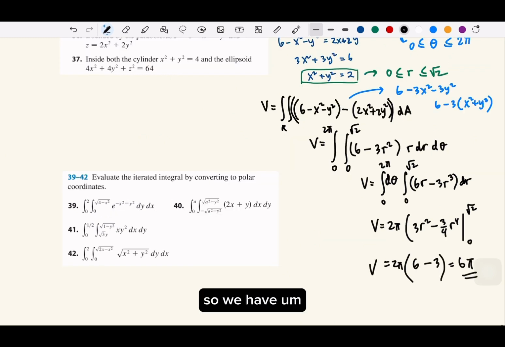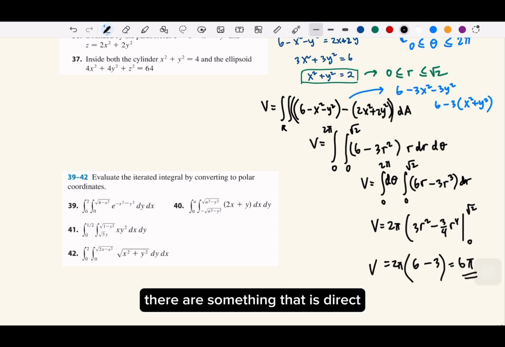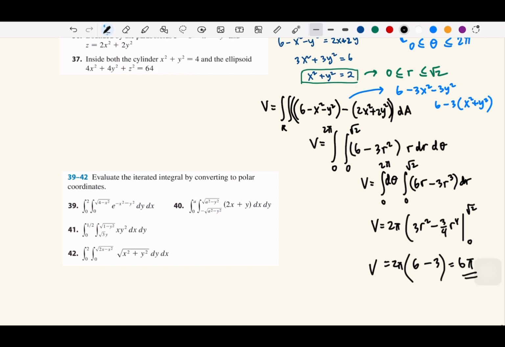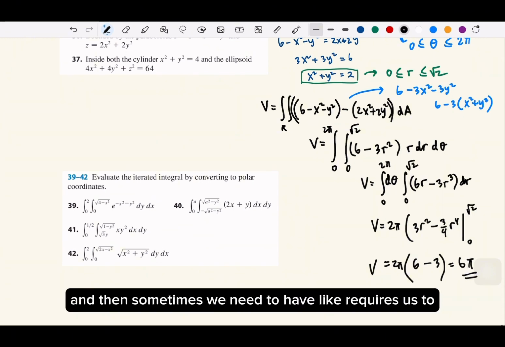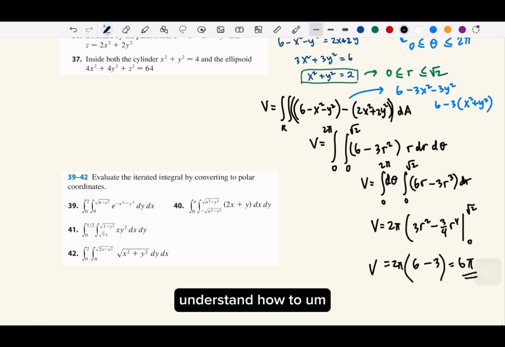So we have several types of question. There are some that are direct, and then sometimes it requires us to understand, at least visually, how it looks like, and if you can draw it, maybe it will help.